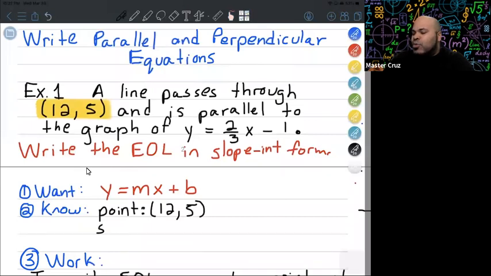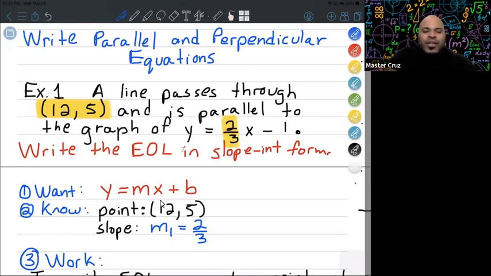Do we have a slope? Well, we do have a slope. It says that it needs to be parallel to the graph of this equation. The only reason they give you the equation of the other line is so that you could look at the slope, because hopefully you remember that parallel lines have the same slope. So the slope of line 1, I'm going to call this m1, equals 2/3. That's the slope of the first line, the line that they gave me.